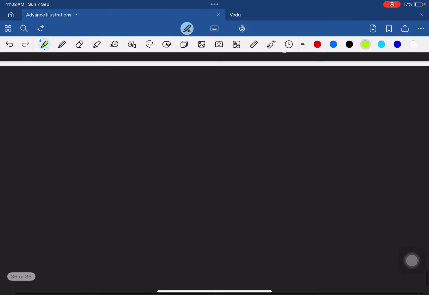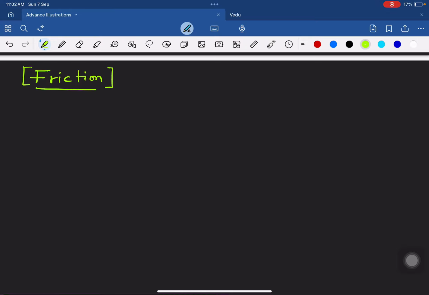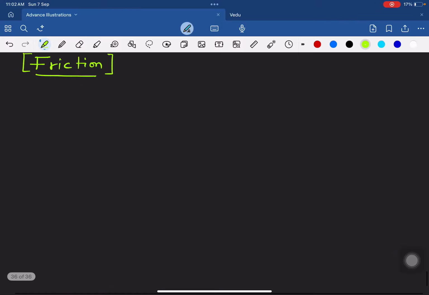Hello students. So today we will start with the new fresh chapter, that is friction. Let me write down the chapter name first. Okay. So we are going to start with friction first. The first thing that we should understand is what is friction. The first question that we should address here is what is friction.